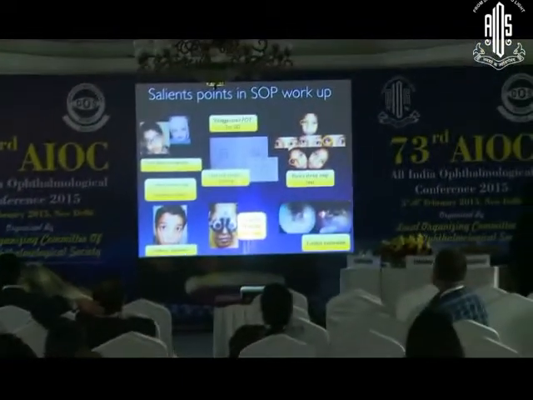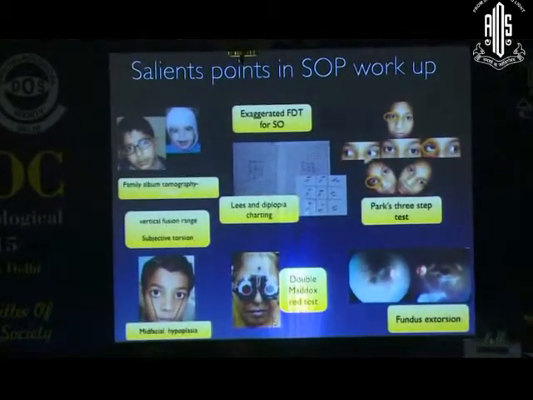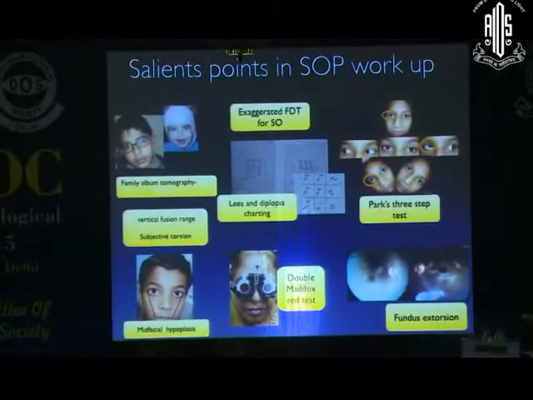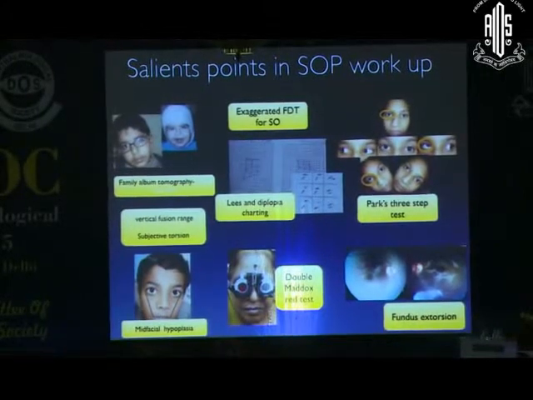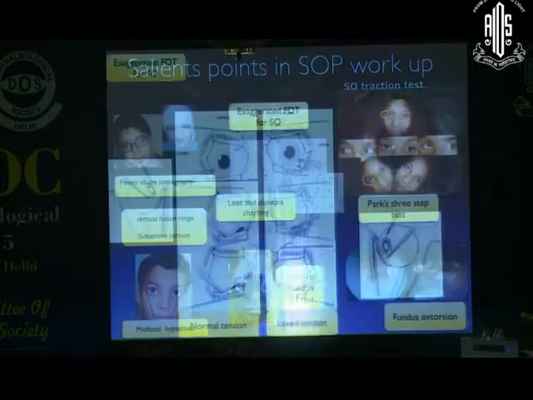Do an exaggerated FDT test for superior oblique because that will decide the management. And then in a fresh case of acquired superior oblique palsy, you have to do a Lees and diplopia charting because that will help you in following up the patient. Always do a double Maddox rod test also, because if it is more than 10, then you are dealing with a bilateral superior oblique palsy, and no superior oblique palsy workup is complete without checking for the fundus extorsion.